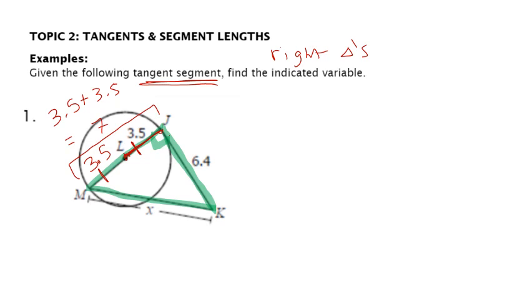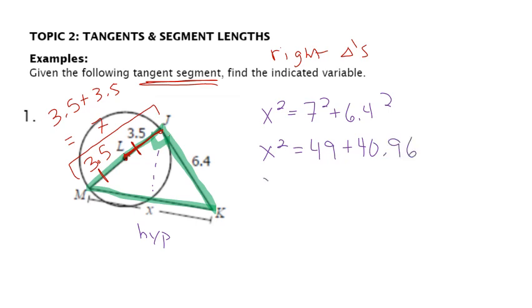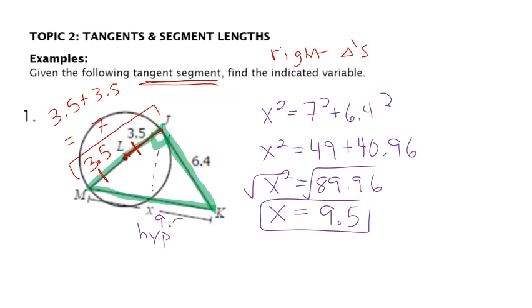And so now we're going to go ahead and use Pythagorean Theorem, but this time to solve. So if this is my right angle, this is my hypotenuse. So I'm going to say x squared equals 7 squared plus 6.4 squared. And then I'm going to simply solve with Pythagorean Theorem. So I'm going to get 49 plus 40.96. When I put it together, I'm going to get 89.96. And then if I do the square root, we're going to get that length to be 9.48 or 9.5. So this length is 9.5.